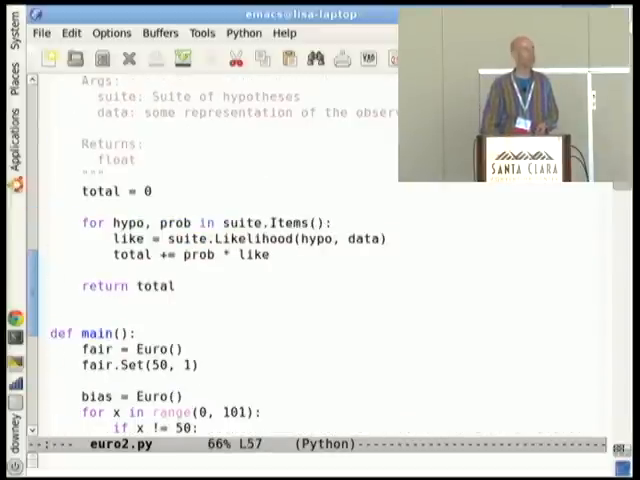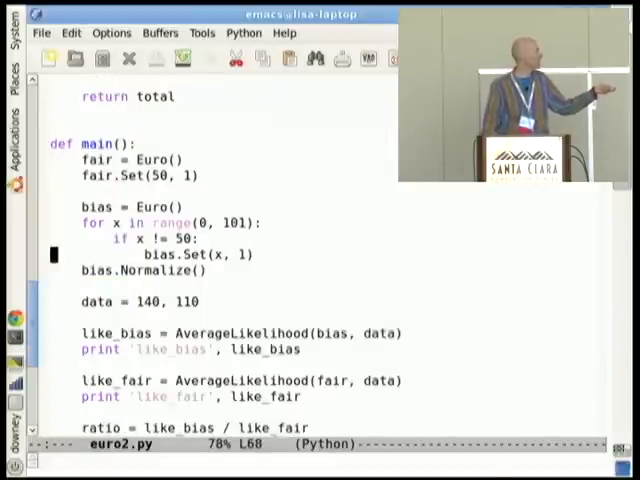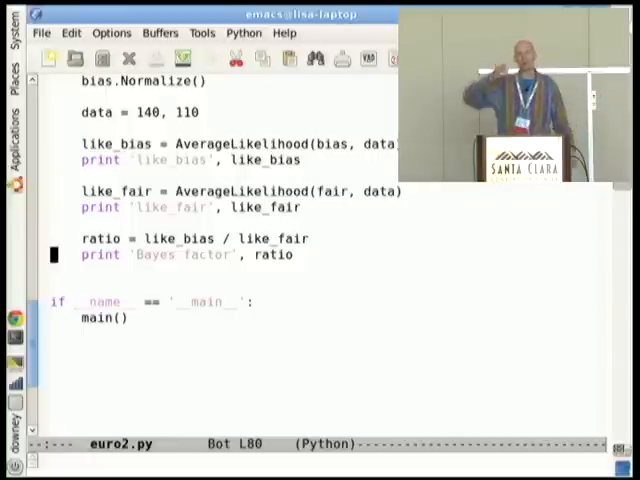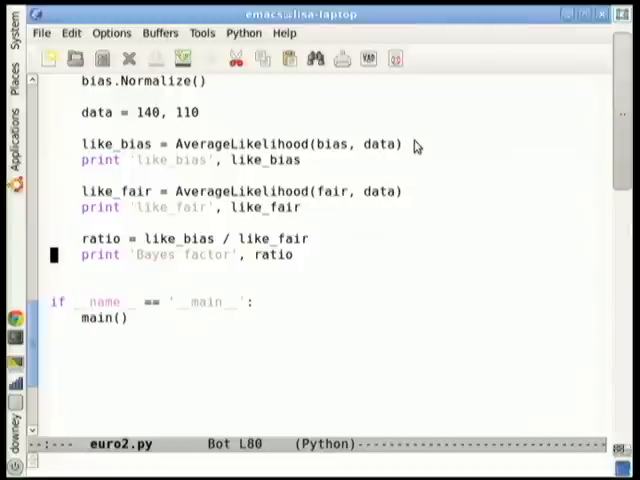Here's the average likelihood function. We were just looking at that on the slide. There's the fair hypothesis and the biased hypothesis, my data. This is the likelihood of the data under the biased hypothesis, likelihood under the fair hypothesis, and there's the ratio. Now, you have to remember which way the ratio goes. So this is the ratio of biased in the numerator and fair in the denominator. So if this thing comes out to be greater than 1, what does that mean?